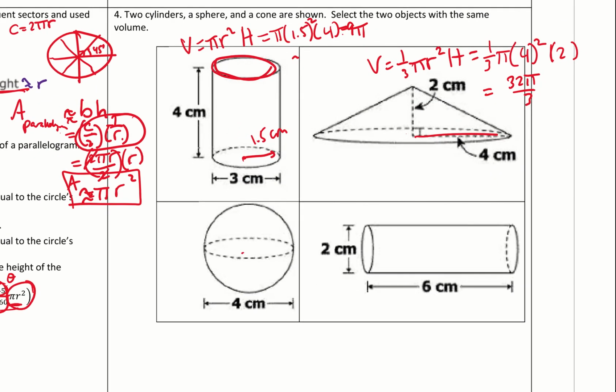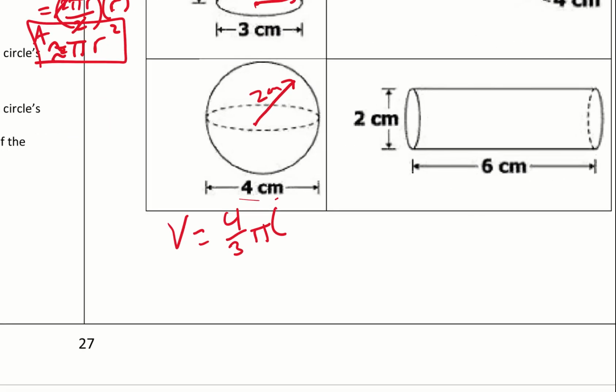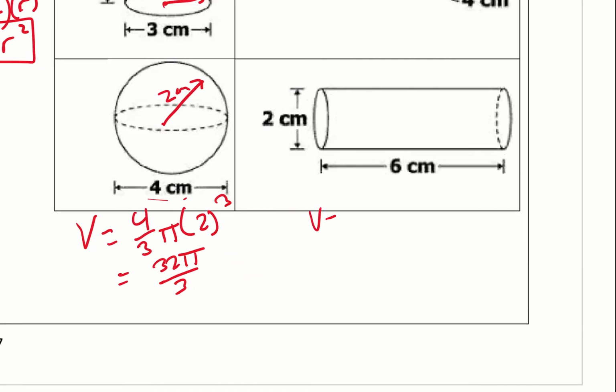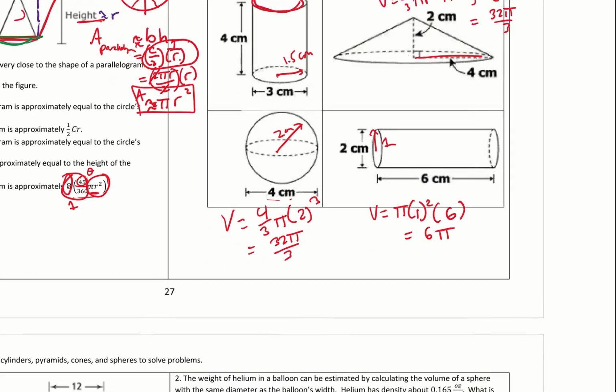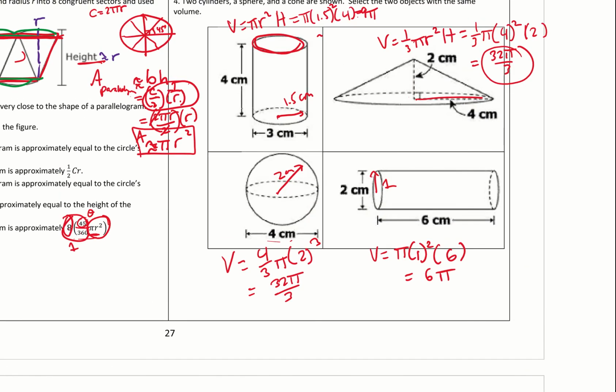Now for the sphere, we know that the radius is 2, half of this diameter, but the volume of a sphere is 4/3 pi r cubed. And the radius here is 2, so it's going to be 2 cubed. When we multiply that, we get 32 pi over 3. And then finally, for the cylinder here, it's pi r squared h. Pi times the radius is 1, and the height is 6. So it's going to be 6 pi. So if we compare these, we can see that the cone is actually the same volume as this sphere. Interestingly enough, this cone is actually large enough so that it fills the same amount of space as this smaller sphere here.